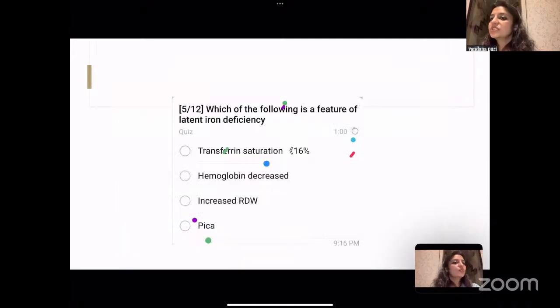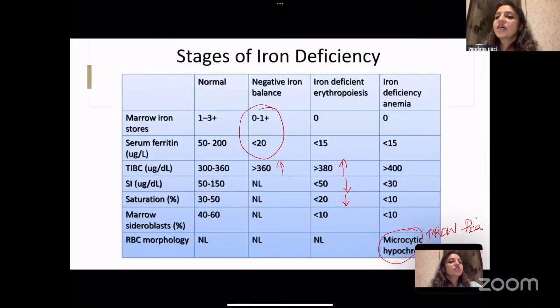So if somebody asks what is a feature of latent iron deficiency, obviously your transferrin saturation is decreased, that's latent iron deficiency. Hemoglobin decreased, RDW increased, pica occurs: this is the manifestation of the last stage, the third stage, iron deficiency anemia. So that's one point that you all have to remember. These are the three stages of iron deficiency, which all of you should be very clear with, right? So that is all, guys.